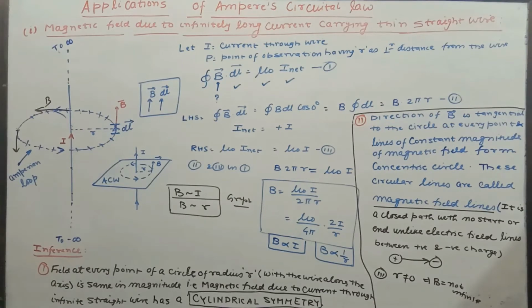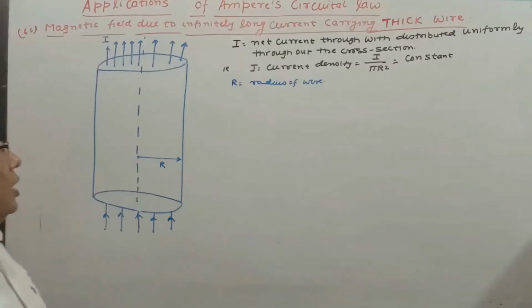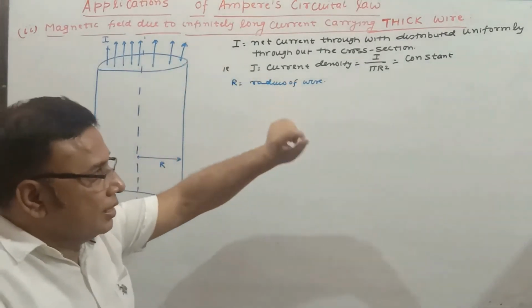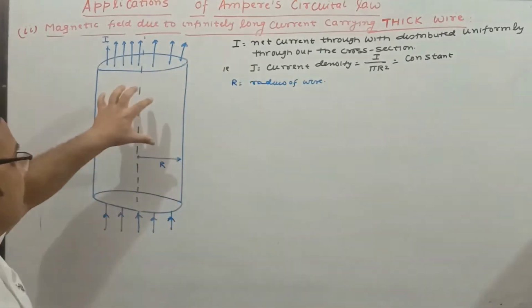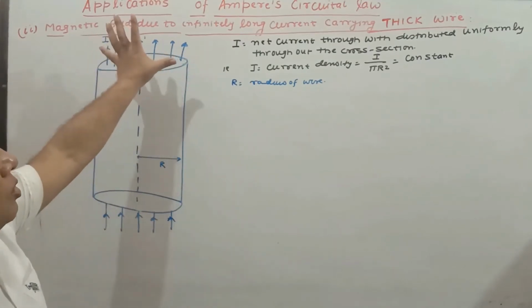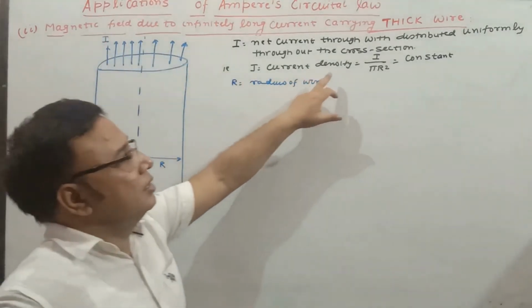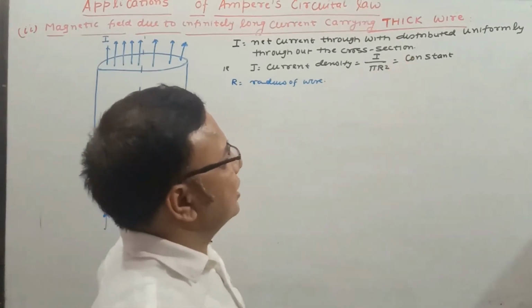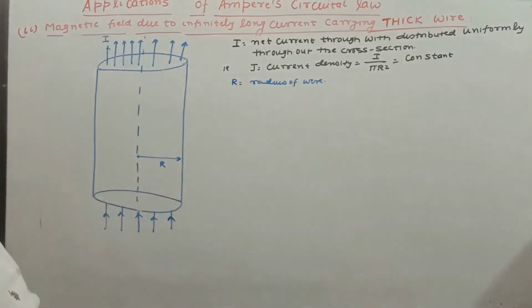so that we can discuss the next part, that is the field due to a thick wire where current is distributed throughout the cross section uniformly. Now the second case is magnetic field due to an infinitely long current carrying thick wire. Here current is distributed throughout the cross section. So I is the net current through the whole cross section. J, the current density, is current per area, so I by pi R squared, that is constant, where R is the radius of the wire.